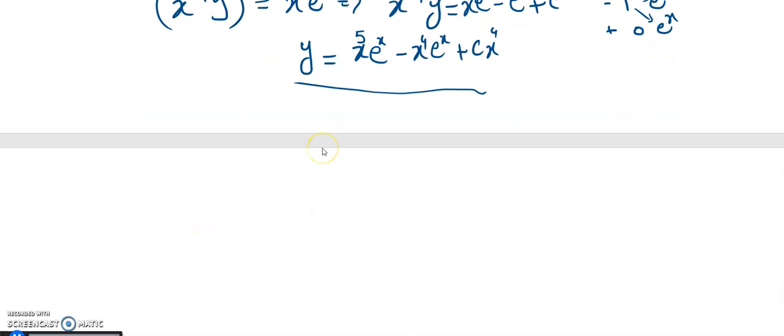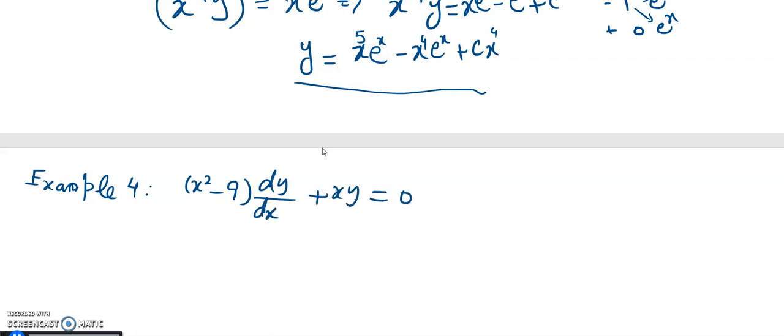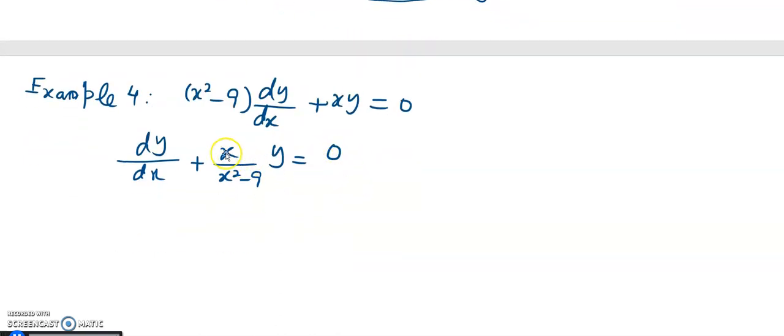Okay, the next example, or next problem. x square minus 9 dy over dx plus xy is equal to 0. So this is not the standard form, so we need to divide by x square minus 9. So it is dy over dx plus x over x square minus 9 y is equal to 0. So this function x over x square minus 9 is our p of x function.